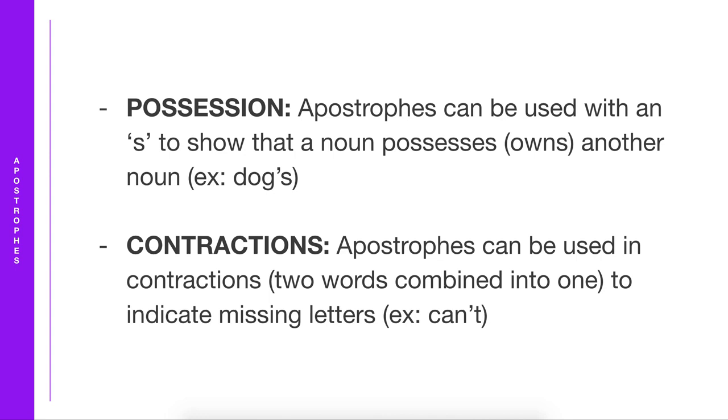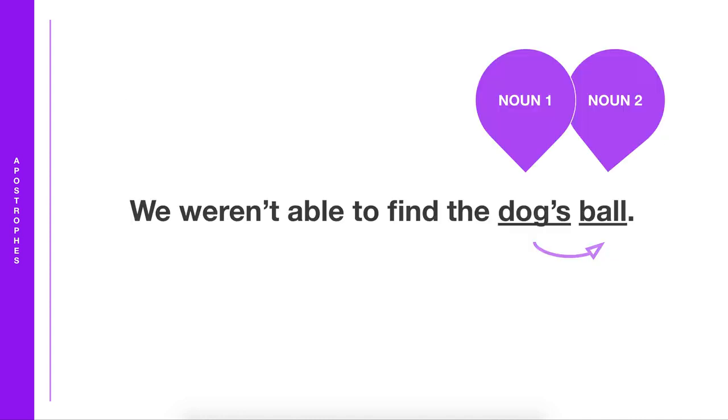Now, today we're going to focus specifically on possession. So if you need help with contractions, you might want to check out a different video. Today we are focusing almost entirely on how an apostrophe is used to show that one noun owns another noun. That being said, here's an example.